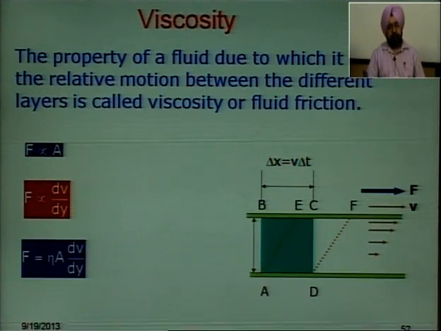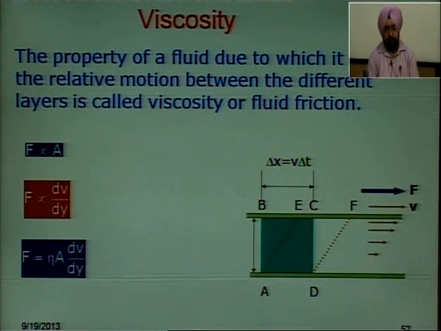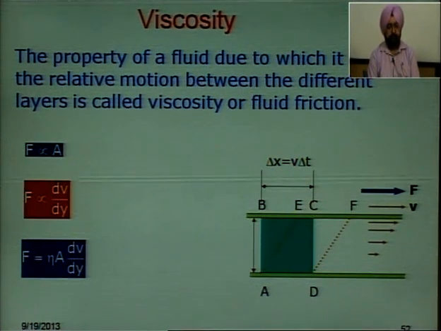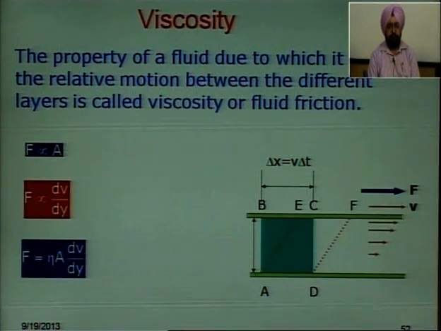Now, let us talk about viscosity, the property of a liquid due to which it opposes the relative motion between the different layers. It is called viscosity or fluid friction.